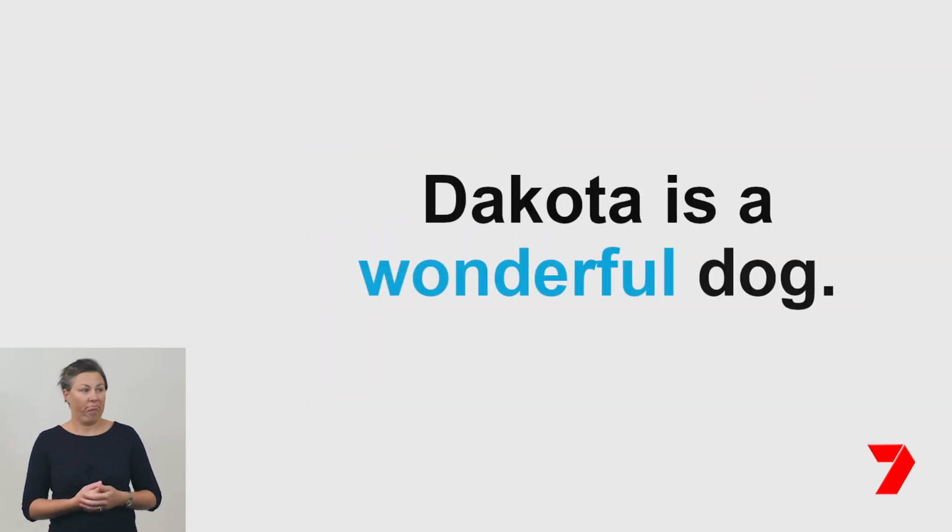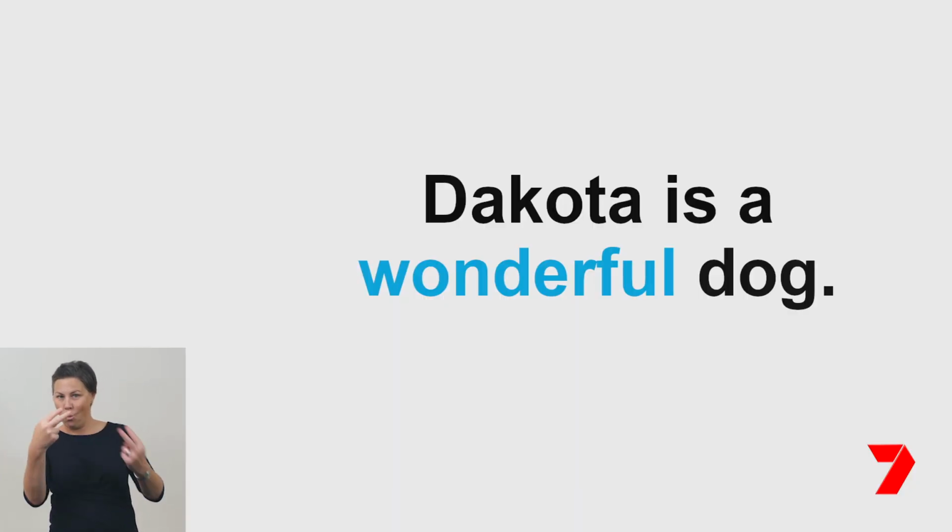Look at this sentence. Dakota is a wonderful dog. Wonderful is an adjective that describes the dog. If you think the adjective wonderful expresses a positive opinion or feeling, give me a thumbs up. If you think wonderful is an adjective used to express a negative feeling or opinion about the dog, give me a thumbs down. That's right. It's positive. I'm sure that there are lots of thumbs up out there.